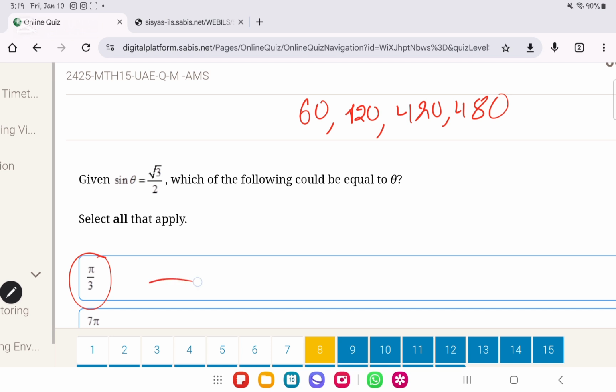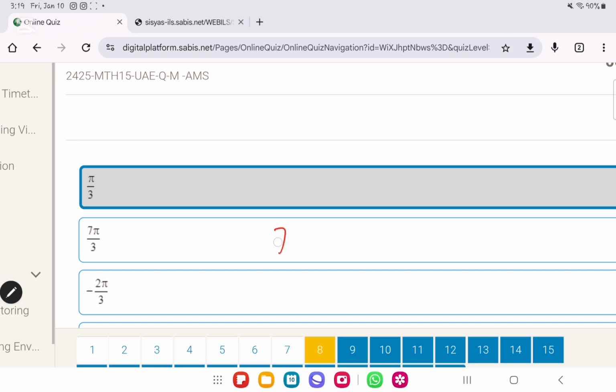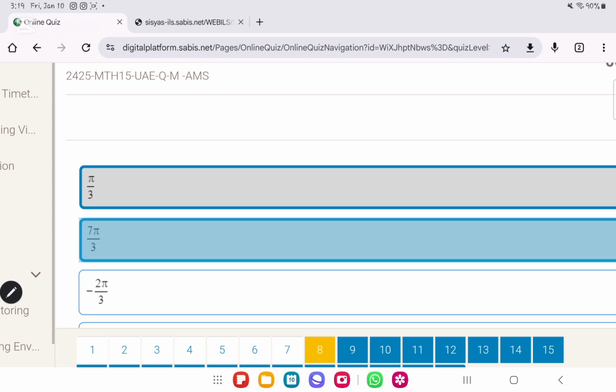Okay, now how do we find this? We just substitute pi by 180. So 180 divided by 3 is equal to 60. We are choosing this one. Then 7 times 180 divided by 3, that is 7 times 60, which is then 420. So I'm also going to choose this one.